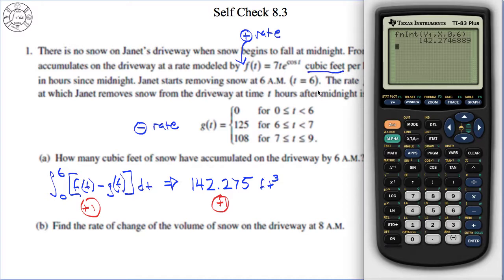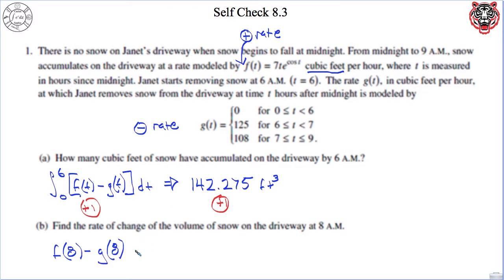All right, so for part B, find the rate of change of the volume. So we're dealing with rate, which means we don't have to do any integral. We're just taking f of that number minus g of that number. We're doing the positive rate minus negative rate, so it's going to be f of 8, and we're going to subtract g of 8. I'm literally a moron. I knew it was positive rate minus negative rate, and I switched them.